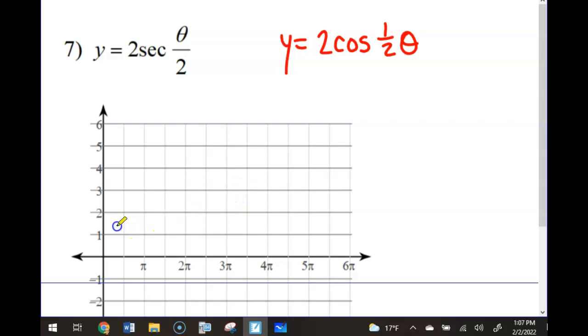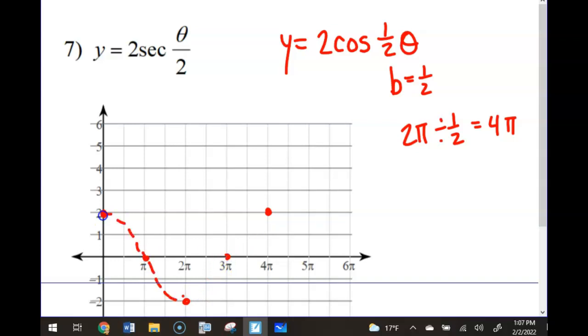What is the amplitude of our cosine graph? 2. Cosine starts at the max, right? Okay, b is 1/2. So 2 pi divided by 1/2 becomes 4 pi. So it's going to finish by 4 pi. Okay, it would be down at -2. Okay, there's our cosine graph. Let's see, it would cross again at 5 pi and minimum at 6 pi.